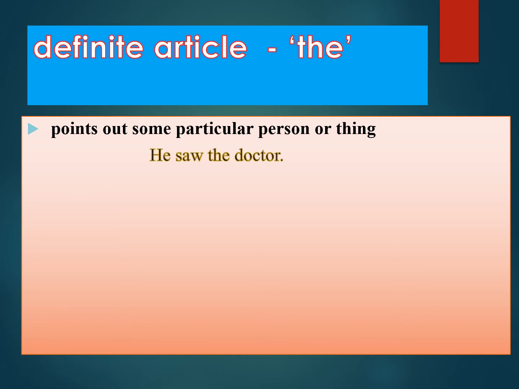Example, he saw the doctor. That means he saw the particular doctor, not any doctor, a particular doctor. Let us see another example. Raju took the pen. That means Raju took some particular pen, not any pen. So, students, have you understood? When we want to refer to or point out some particular person or thing, we have to use the definite article the.